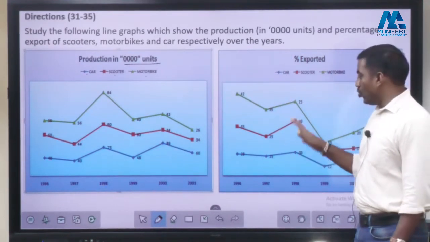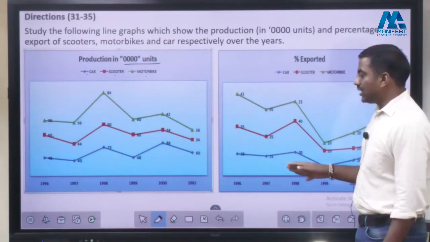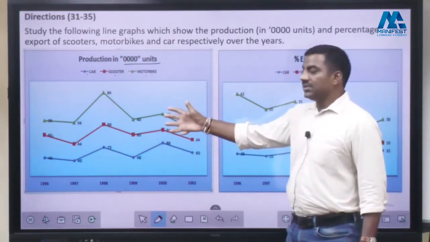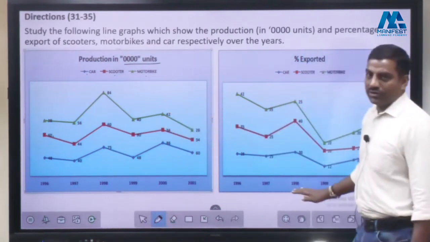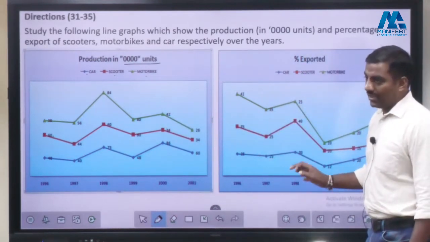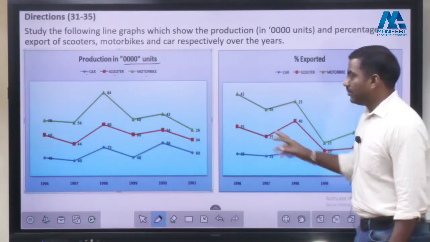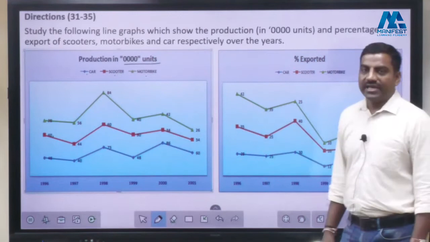Any other thing you want to know about this one? For how many years totally? 6 years. Here 6 into 3, 18 data. Yeah, this can get a bit complicated because you have to read 2 charts at a time. Done?